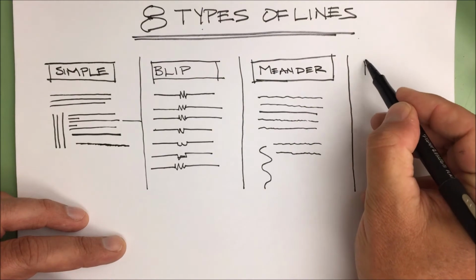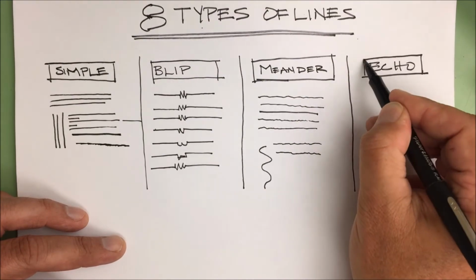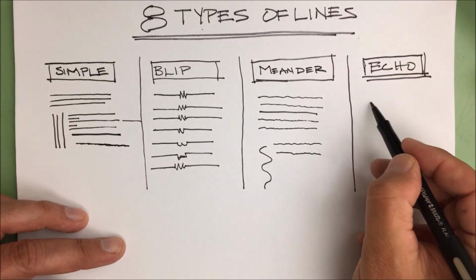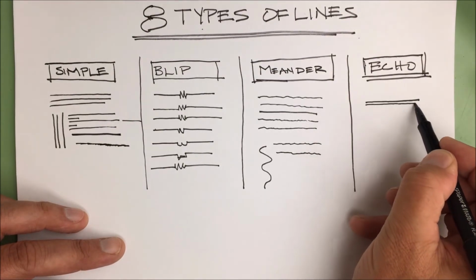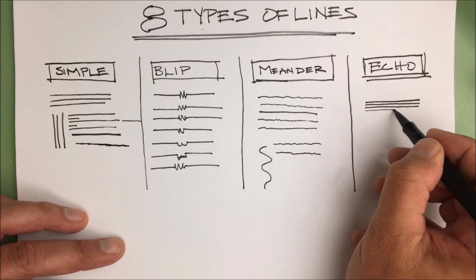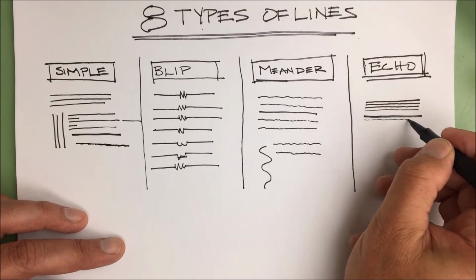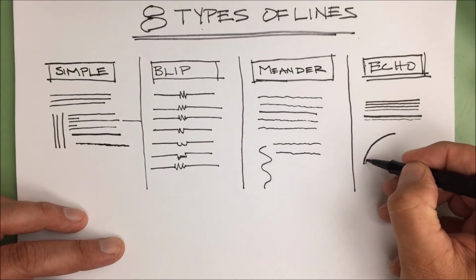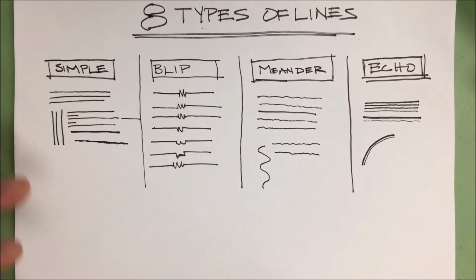The fourth line type is called the echo. And so this line type is basically a combination line. So you have one line and then you have a second line that parallels that line. They could be straight, they could vary in size. So you could have a thick line here, you could have a thin line beside it, but they basically mirror each other. They could be arcs and then have another arc beside it. But this is a common technique to add emphasis as well.